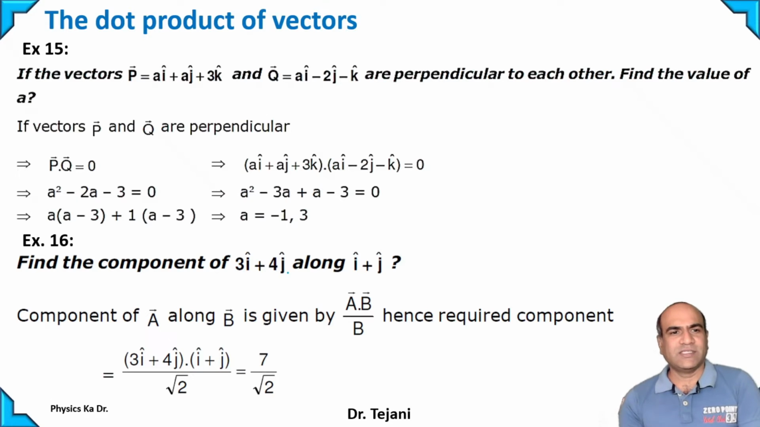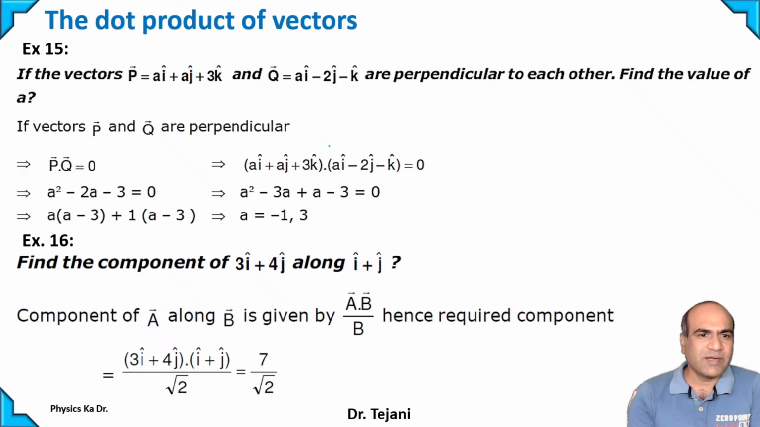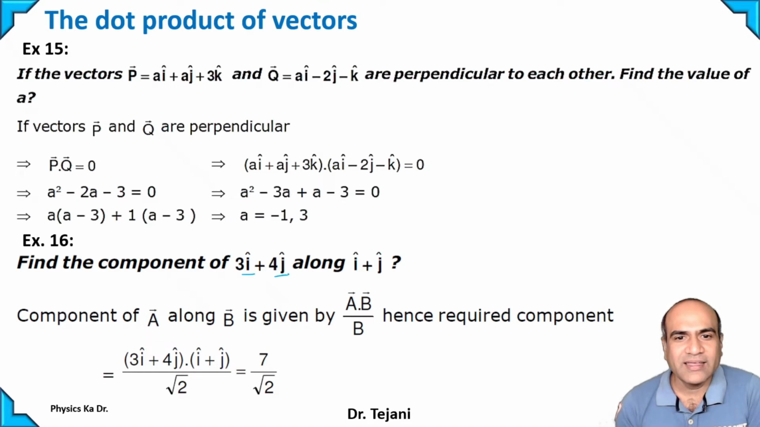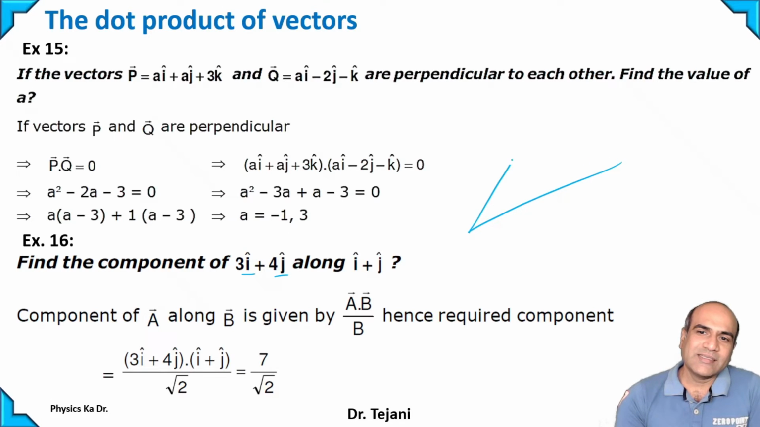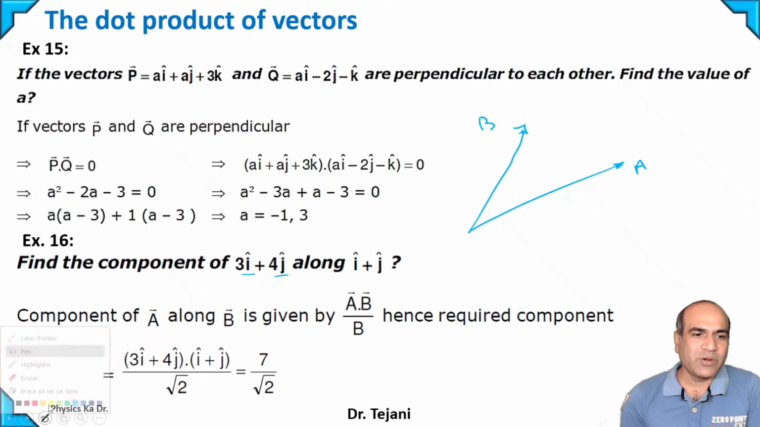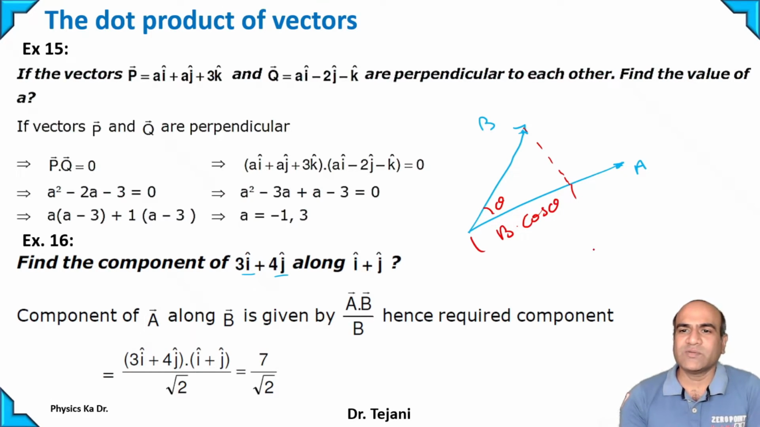And example number 16, you try both the examples by yourself. I am just showing here. Find the component of 3i. We know what is component. This is vector a, vector b, and the component of vector b on a, that is b cos theta, and opposite it becomes a cos theta.